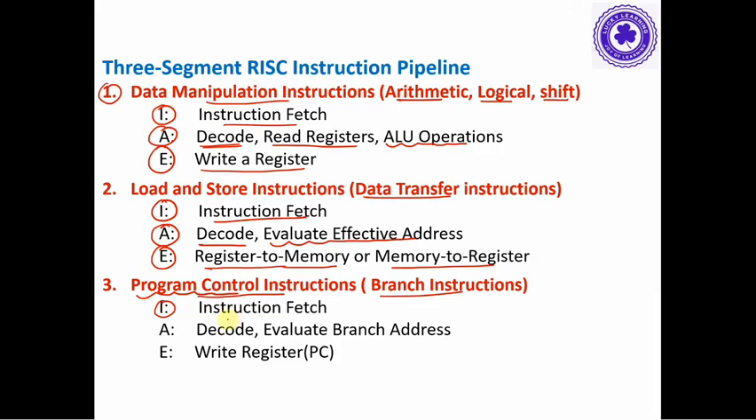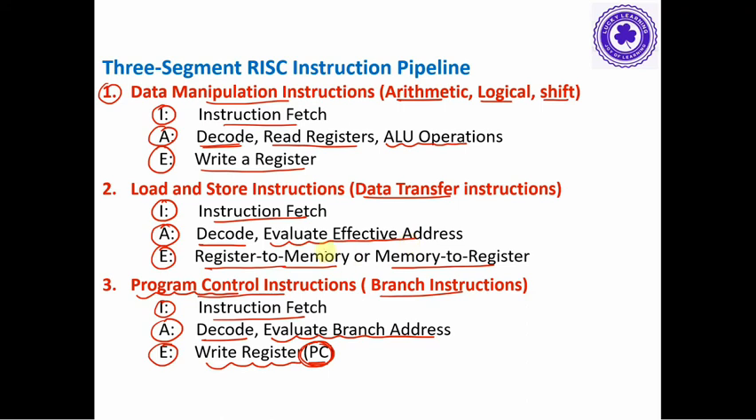In the case of program control instructions, those are called branch instructions. The I segment is going to fetch the instruction, the A segment is going to decode the instruction and evaluate the branch address. And finally, the E segment is going to write that branch address to the program counter, that is, the next instruction to be executed is always in the PC. And these are the IAE segments with reference to data manipulation, data transfer, and branch instructions.